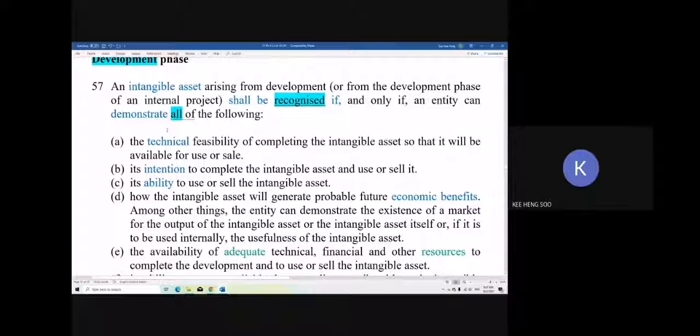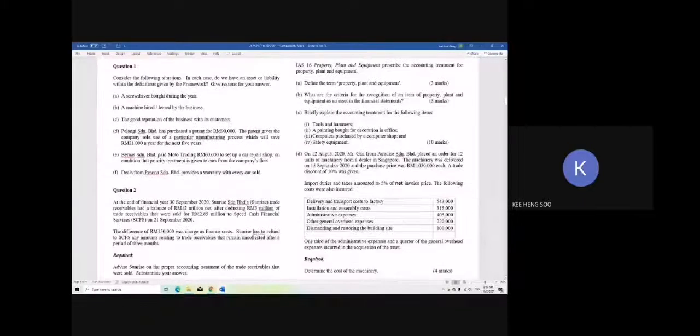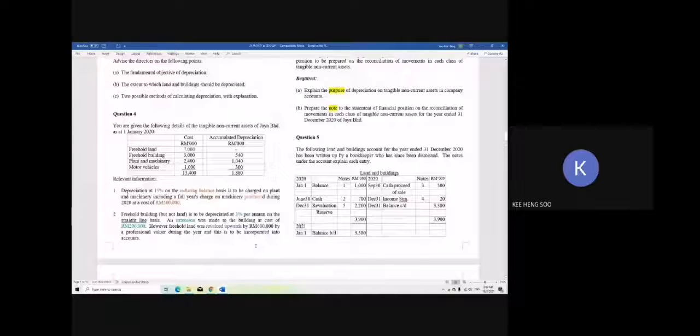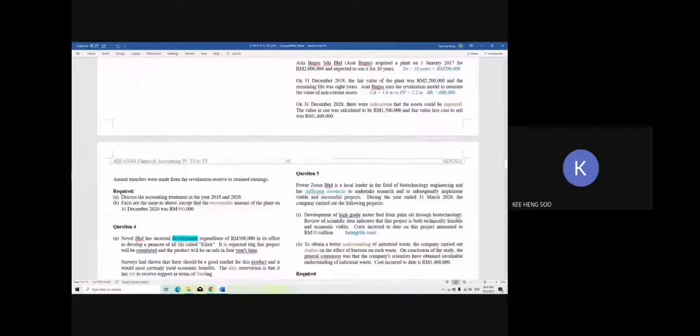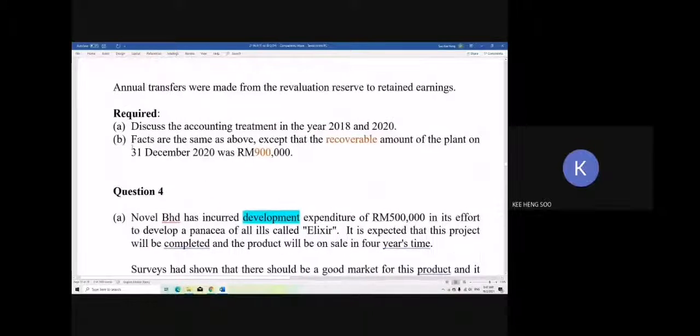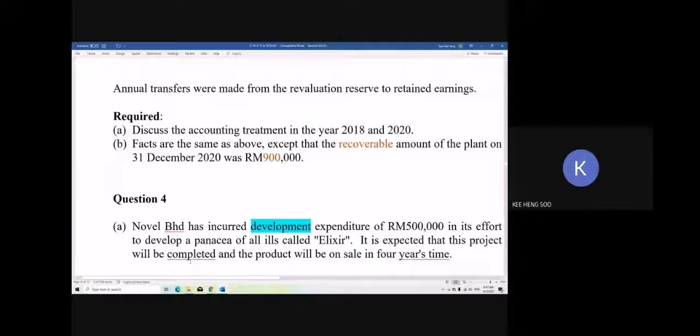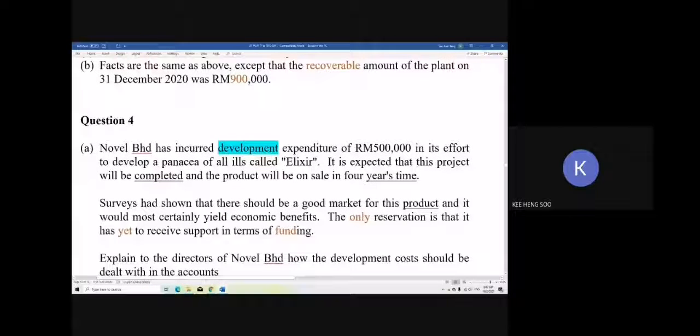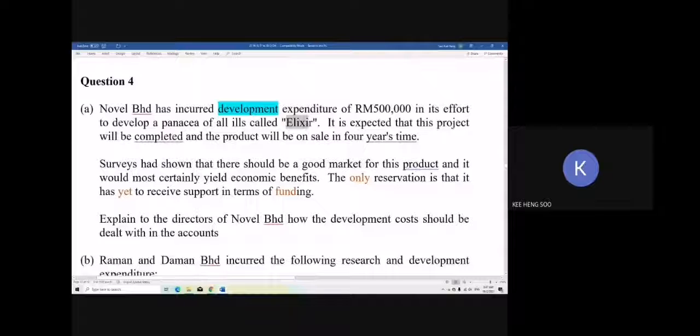In your tutorial, there's one medicine, the name of the medicine called Elixir. I just want to quote this tutorial to highlight to you. If you can remember this week, I hope that you prepare your tutorial. Don't wait for the answer from the tutor. If you refer to tutorial 4, question 4, this is a very good question. So, question 4, you develop a product, the name of product called Elixir. So it can be identifiable. Number 1.